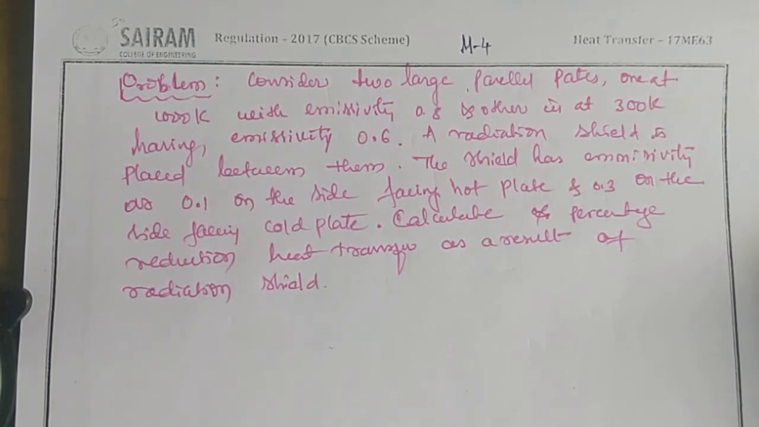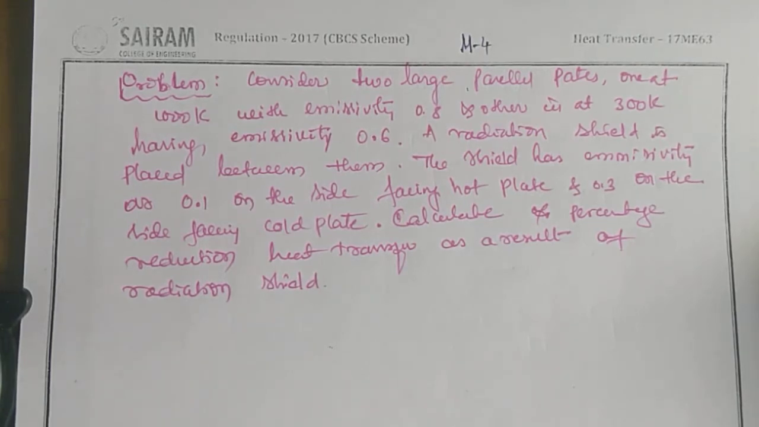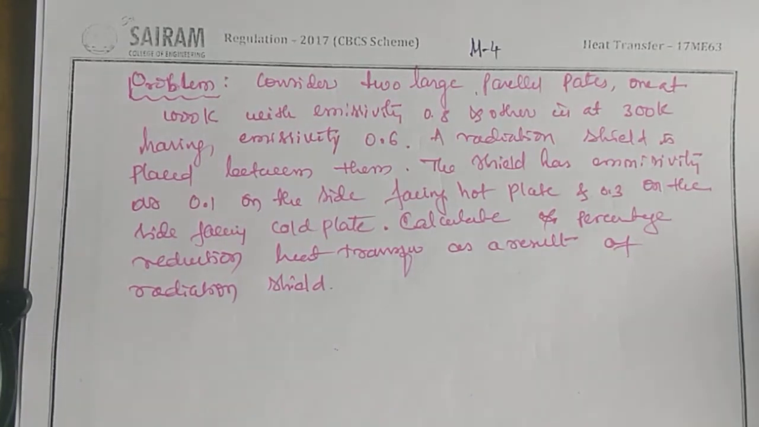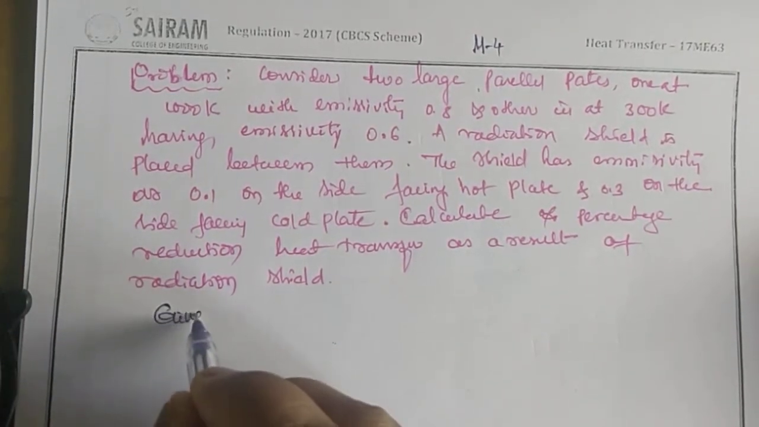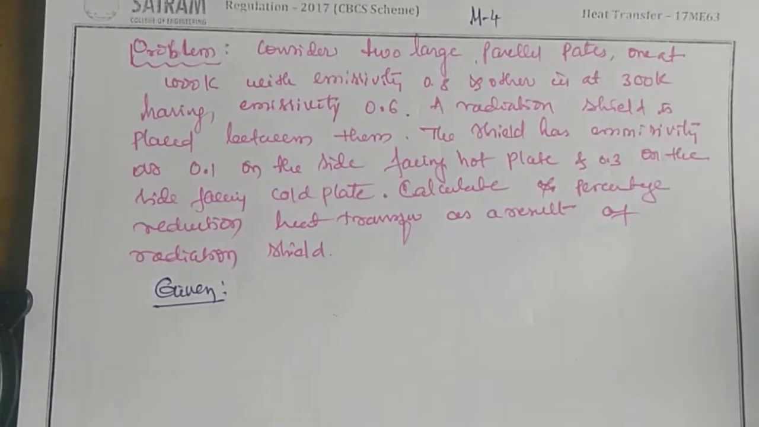Initially there are two plates, hot and cold. Then they are introducing one shield, with one side facing the hot plate, whose emissivity is given as 0.1, and the other side facing the cold plate, whose emissivity is 0.3. So what will be the percentage reduction in radiation transfer as a result of the radiation shield? So let us write the given data first. First you write the data and analyze the problem.